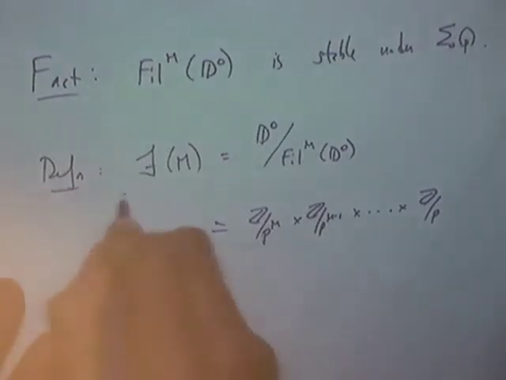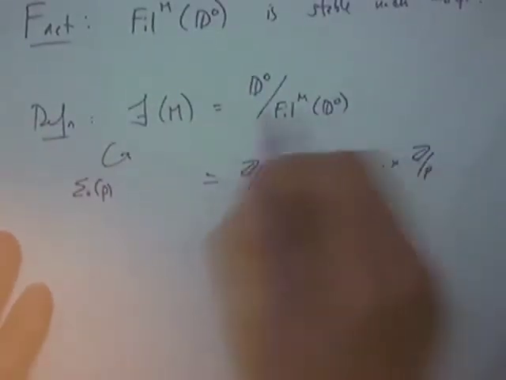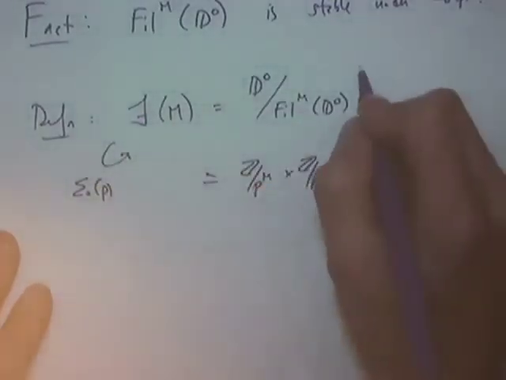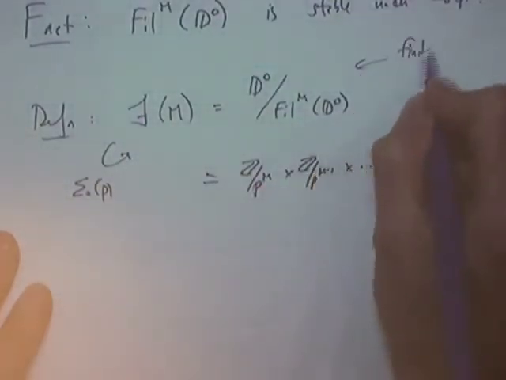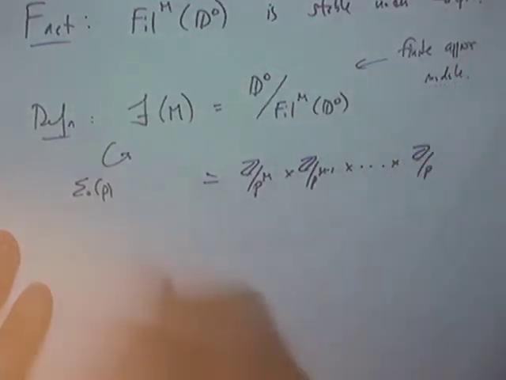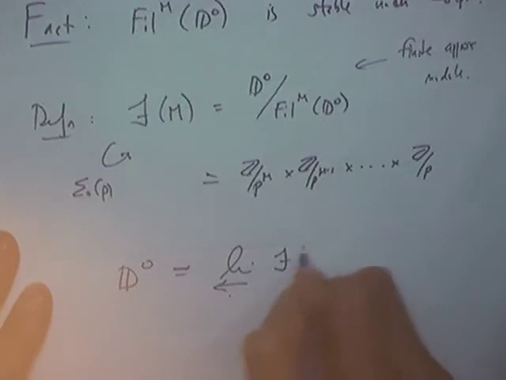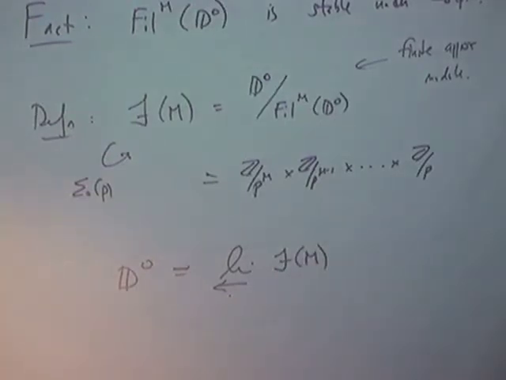And this has an action of sigma naught, because the unit ball does, and this filtration does. And lastly, this is what we call the finite approximation module. I should write that down. Finite approximation module. And then note that d0 is isomorphic to the inverse limit of these finite approximation modules. It's just organizing the data in a different way.